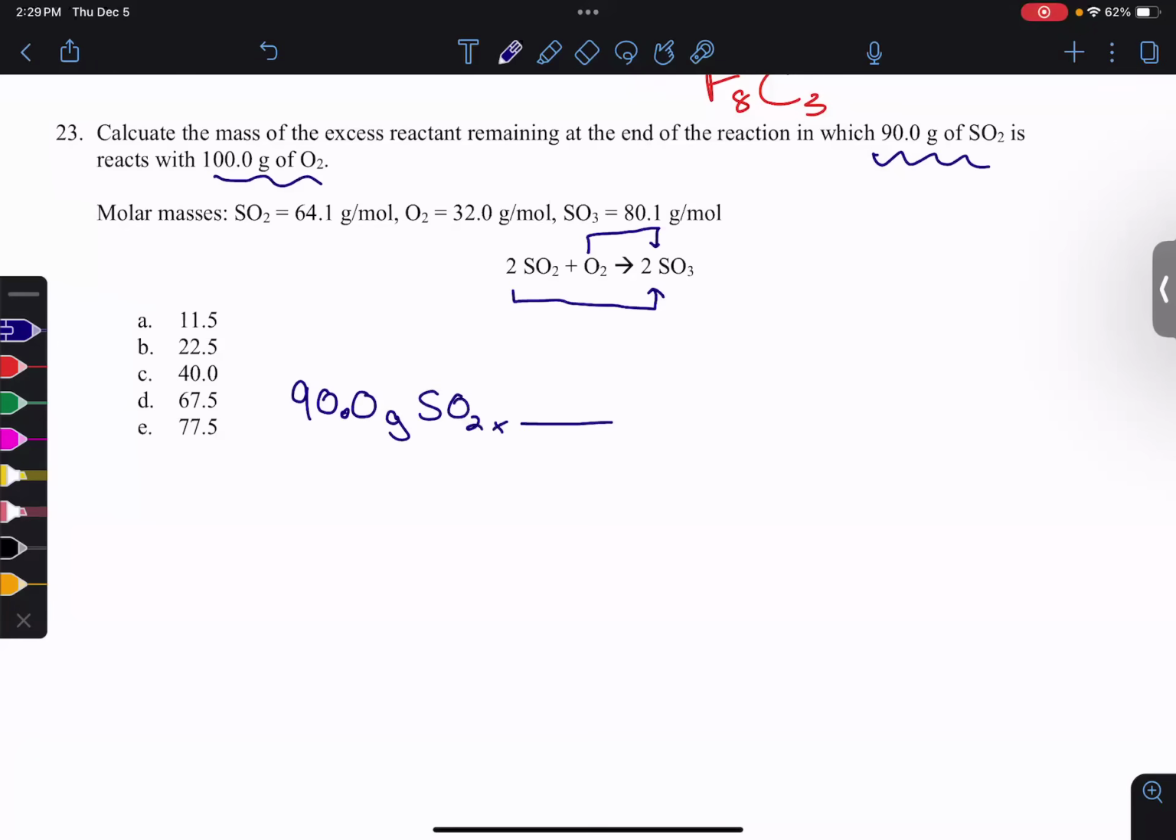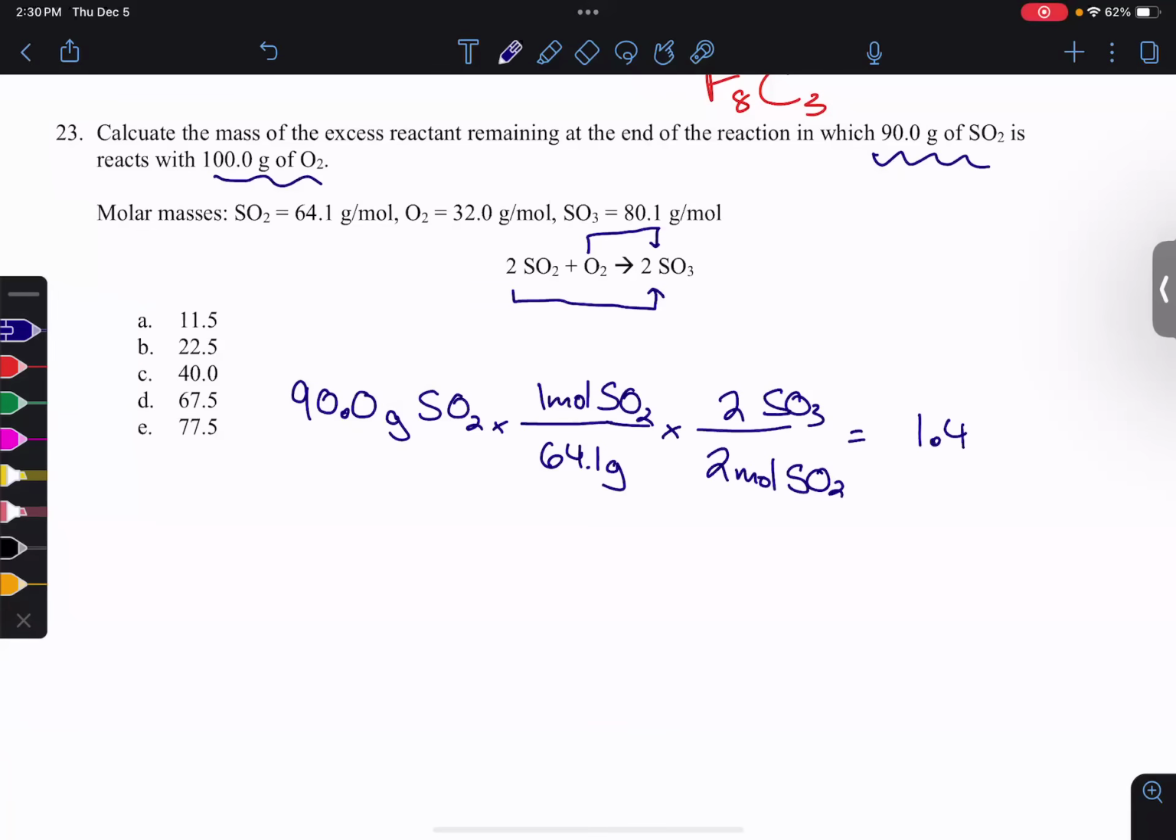How much product do I make? So we need to get into moles. Thankfully I give you everything. So 64 grams goes on the bottom, 1 mole of SO2. And then I want to get to the product. So 2 moles of SO2 will make 2 moles of SO3. I'm actually never going to use the mass of SO3, so I'm not going to use the molar mass to get to gram amounts. I just need to know how many moles of the product I make, because I'll make a comparison there. So this is 1.404 moles of SO2.